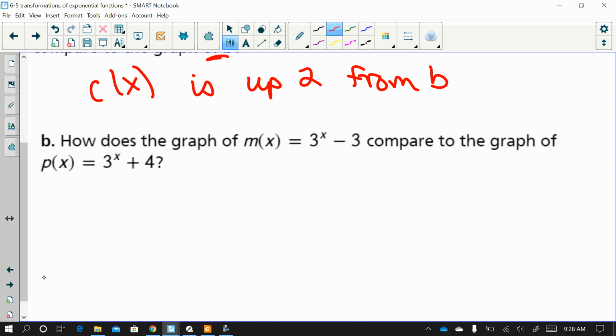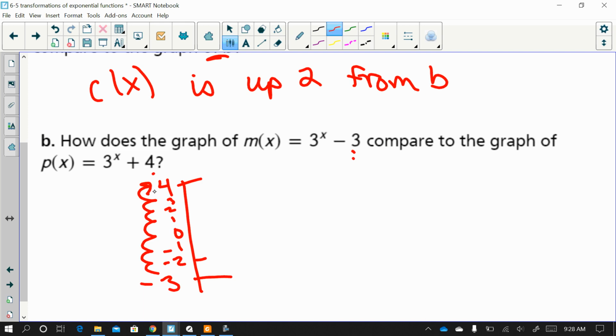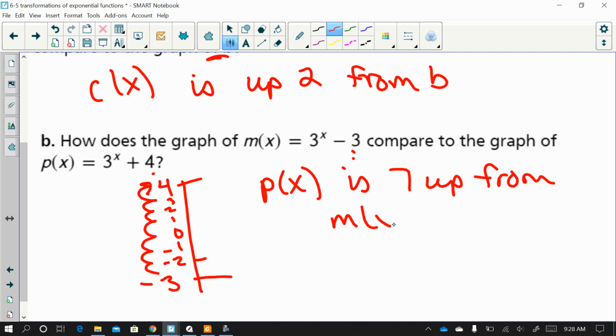Okay, so how does the graph of m of x equals 3 to the x minus 3 compare to p of x equals 3 to the x plus 4? Well, how do I get from negative 3 to 4? I'm down here at negative 3. I want to get up to 4. So negative 2, negative 1, 0, 1, 2, 3, 4. So 1, 2, 3, 4, 5, 6, 7 spaces. So p of x is 7 up from m of x. Well, that's all you have to do.